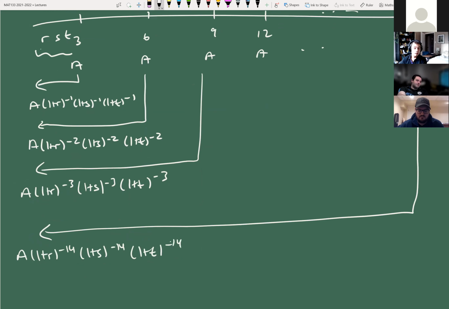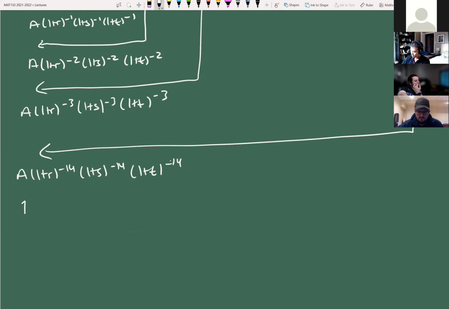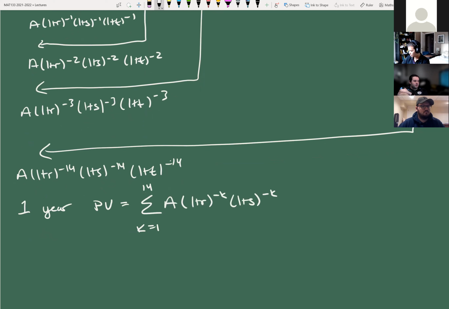Right? So now the question asks for 3 years, but again, if you can't figure it out for 3 years, start with 1 year. So after 1 year, the present value is going to be the sum from K equals 1 to 14 of A, (1+R)^-K, (1+S)^-K, (1+T)^-K, right? Now the question says you do it for 3 years. So the only difference is that you've got to do it for 3 more. There's 14 of these things in the first year. Therefore, there's 28 after 2 years.